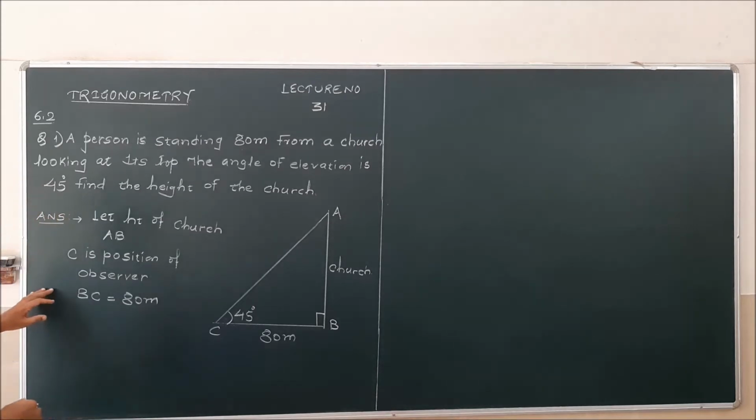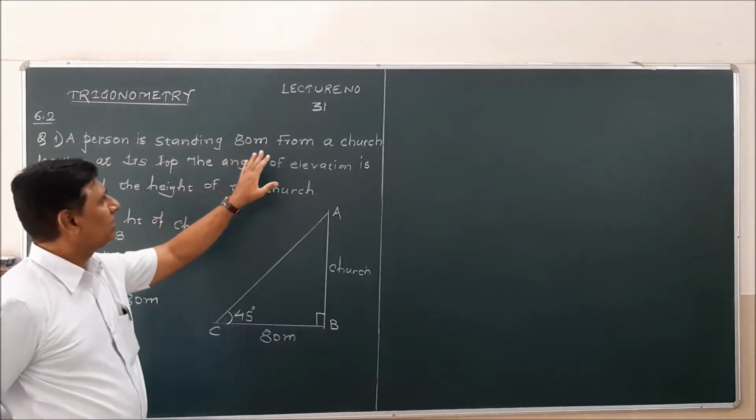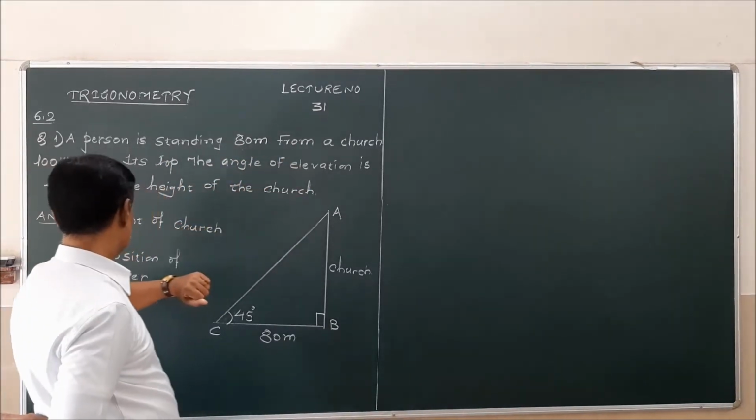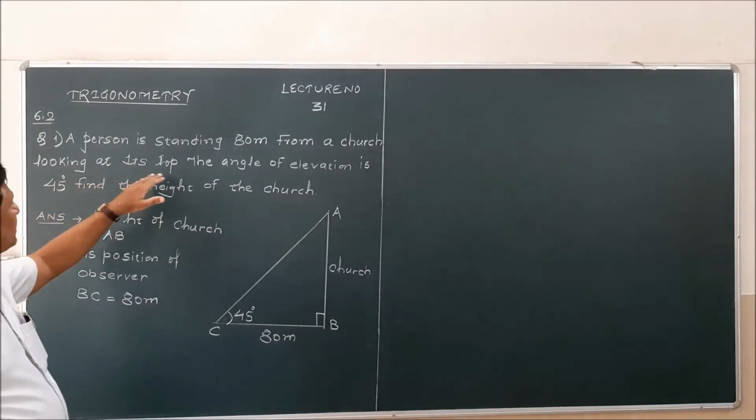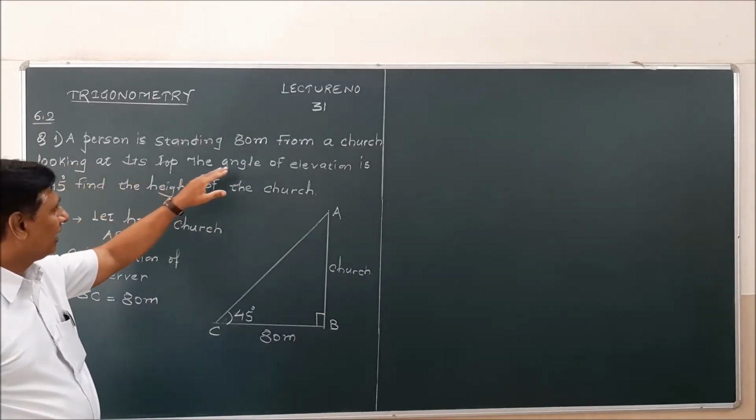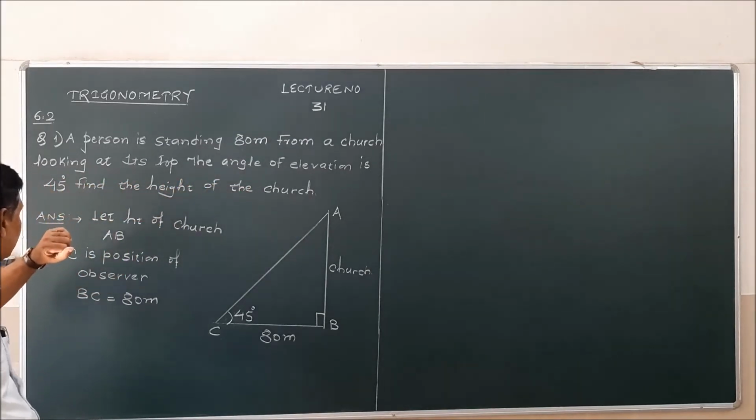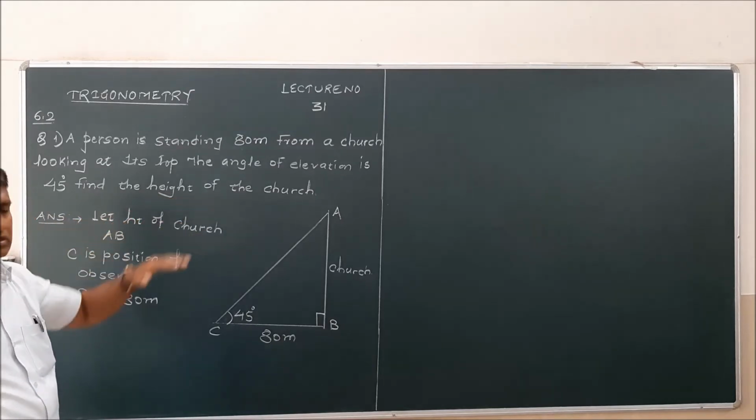Now, in this case, in question number 1, a person is standing 80 meters from a church. Looking at its top, the angle of elevation is 45 degrees. Find the height of the church.